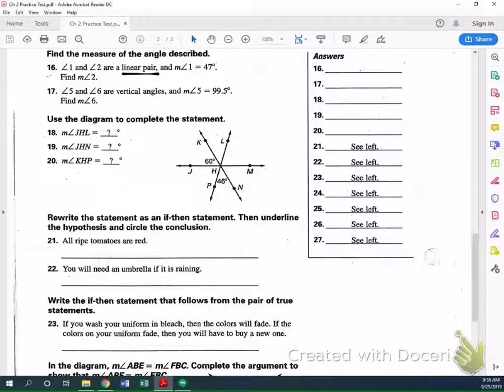And what's the degree measure of a straight angle or a line? 180. So we're going to do 180 minus 47. Which is? 133. Good. Now, number 17 is different because now they're vertical angles. What do we know about vertical angles? They're congruent, so you don't have to do any subtraction. It's just 99.5.